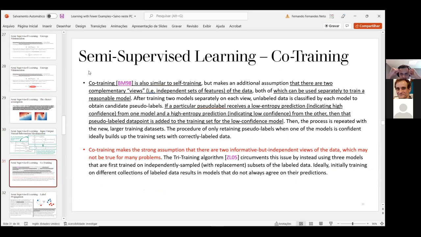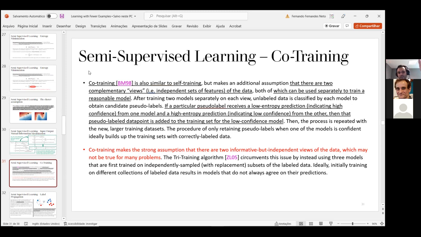We have another subtopic presented by the author, which is co-training. Co-training is also similar to self-training, but makes an additional assumption that there are two complementary views, in other words, independent sets of features of the data, both of which can be separately used to train a reasonable model. And after training these two models separately on each view, unlabeled data is classified by each model to obtain candidate pseudo labels. If a particular pseudo label receives a low entropy prediction, indicating high confidence, from one model and a high entropy prediction, indicating low confidence, from the other, then that pseudo label data point is added to the training set for the low confidence model. Then the process is repeated and repeated again with new enlarging training data sets.